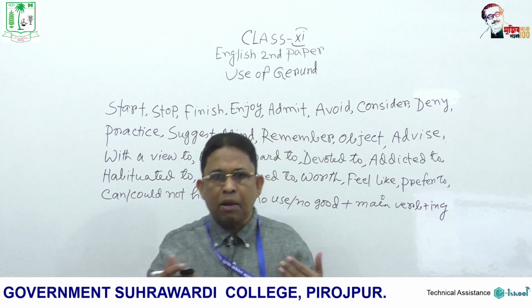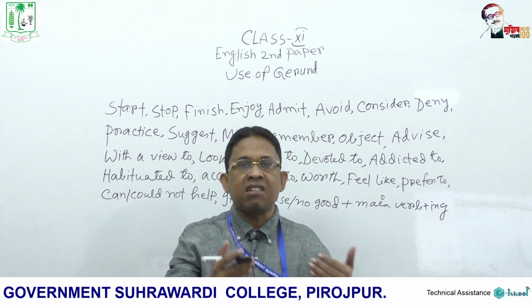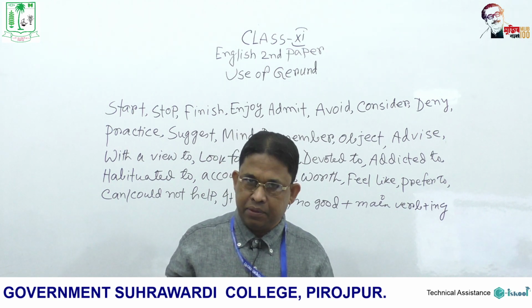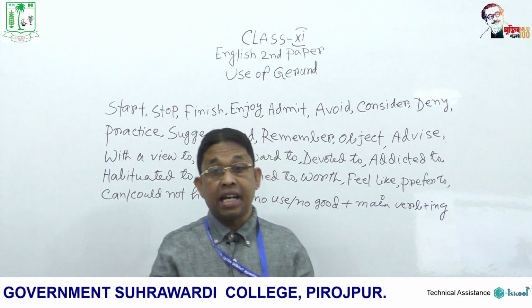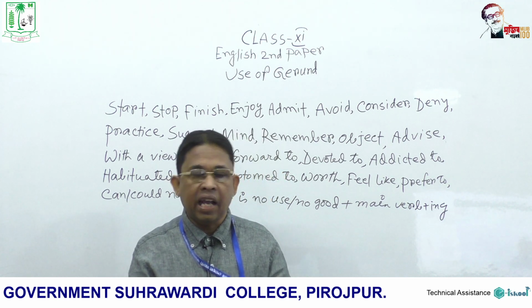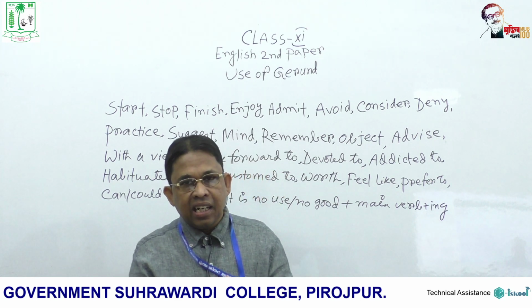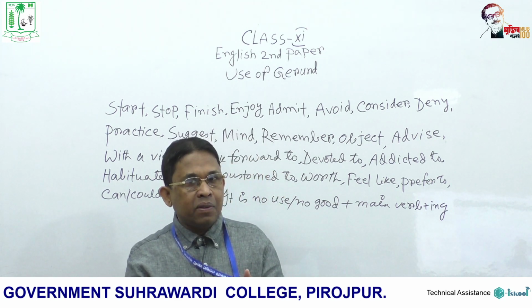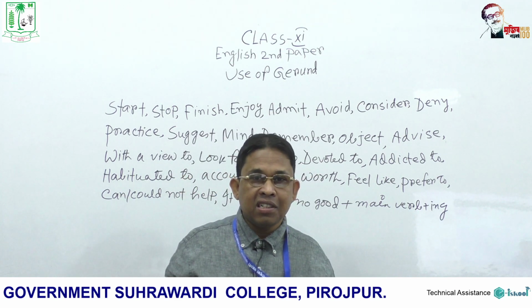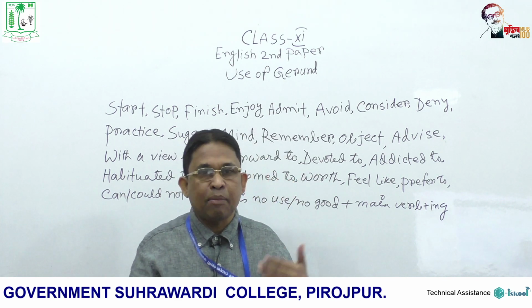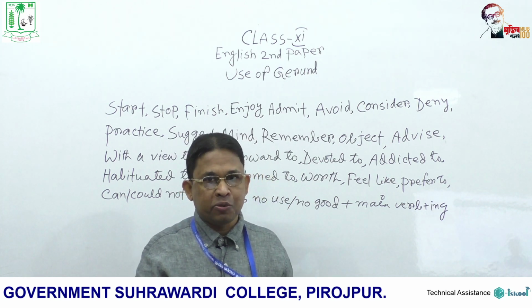A gerund derives from, originates from, comes from verb. It ends in ing, but it acts like a noun. So on the one hand, it acts like a verb, like its origin, and on the other hand, it's like a noun. That is, a gerund simultaneously acts like a verb and a noun.